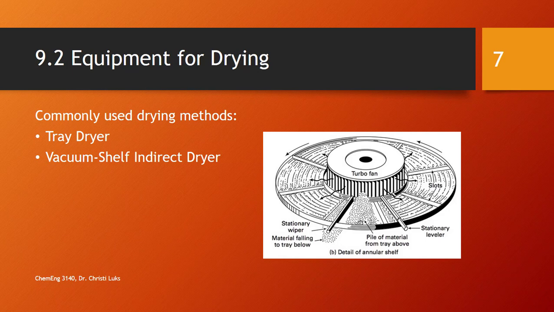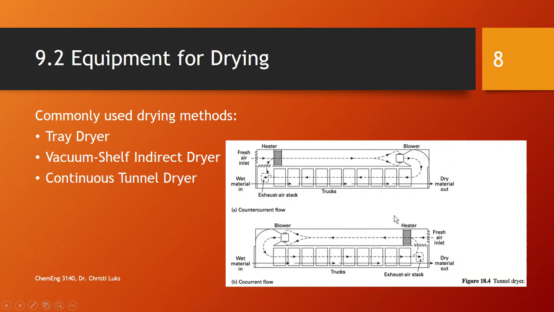We can also have vacuum shelf indirect drying. So in this case, we have material that comes down and we have little levers that sweep them across there to create lots of surface area. And the material then will fall to the tray below with air circulating across this. We can do continuous tunnel dryers. So the material is being taken through probably on a conveyor belt, either countercurrently or co-currently to the airflow that is going across this to remove the moisture.